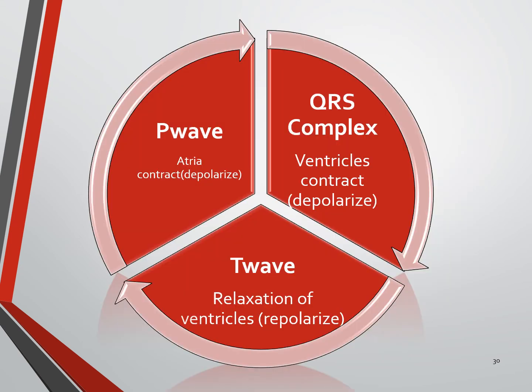Here is a little chart that I created that I thought might be a helpful visual when we're talking about P wave, the QRS, and the T wave. Again, when you think P wave, think atrial contraction or depolarization. Remember, that's the wind up. When you see QRS complex, think of ventricles contracting or the depolarization of the ventricles. And then the T wave is the relaxation of the ventricles or the repolarization of the ventricles. Those are the things that we need to know.